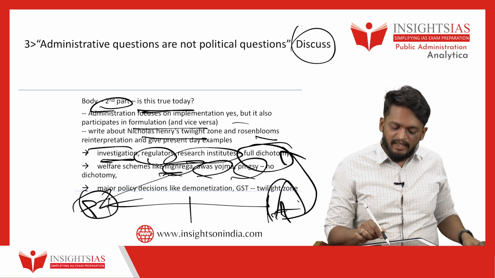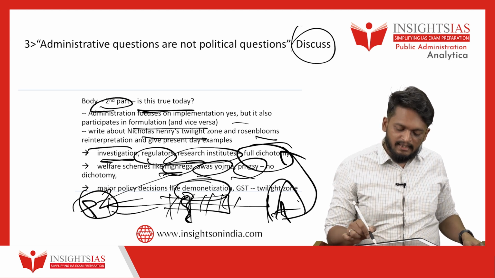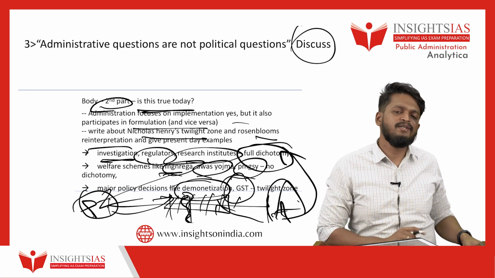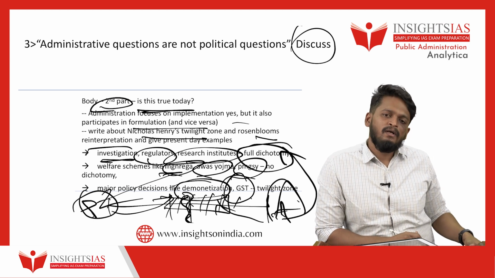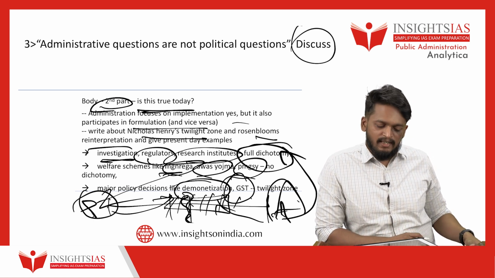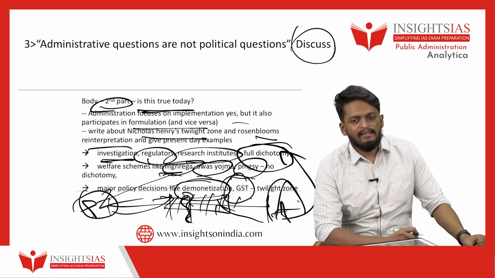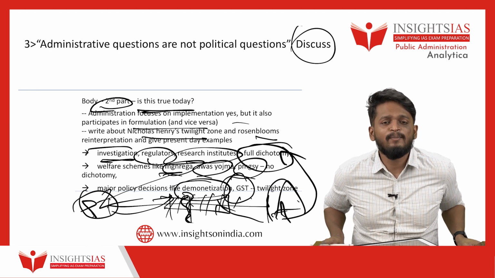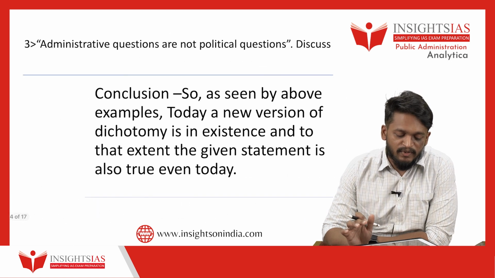But there is something in between politics and administration. Consider demonetization. It has a political angle, it has an administrative angle. Consider implementation of GST. It has a political angle, it has an administrative angle. These are basically in the twilight zone, somewhere in the middle. So this is basically political and administrative questions. They may be different. Some of them are there which are different, but there are some questions which are both political and administrative. That is some sort of conclusion to this question.